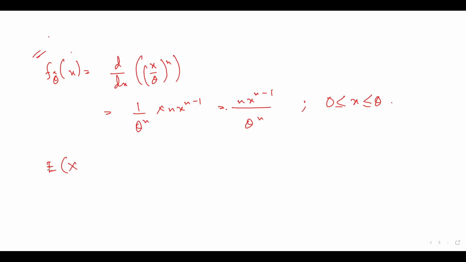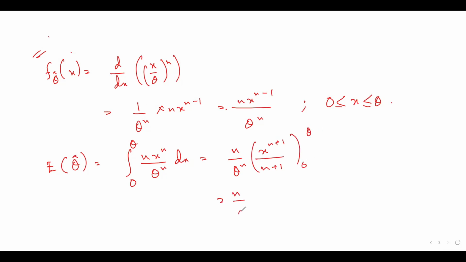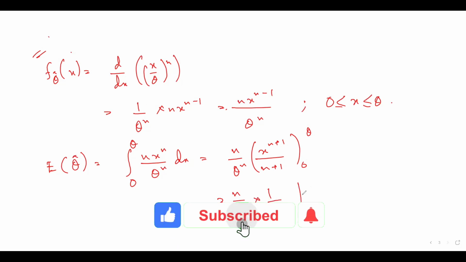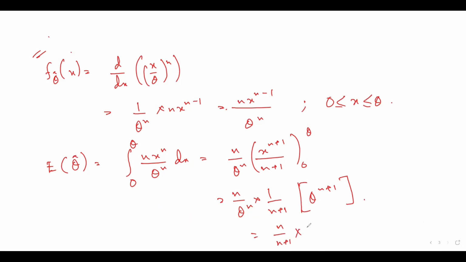Now the expected value of theta hat will be the integration from 0 to theta of n x to the power n by theta to the power n, dx. That gives n by theta to the power n times x to the power n plus 1 by n plus 1, with limits 0 to theta, and this will just be n by n plus 1 times theta. So this is your expected value of theta hat.